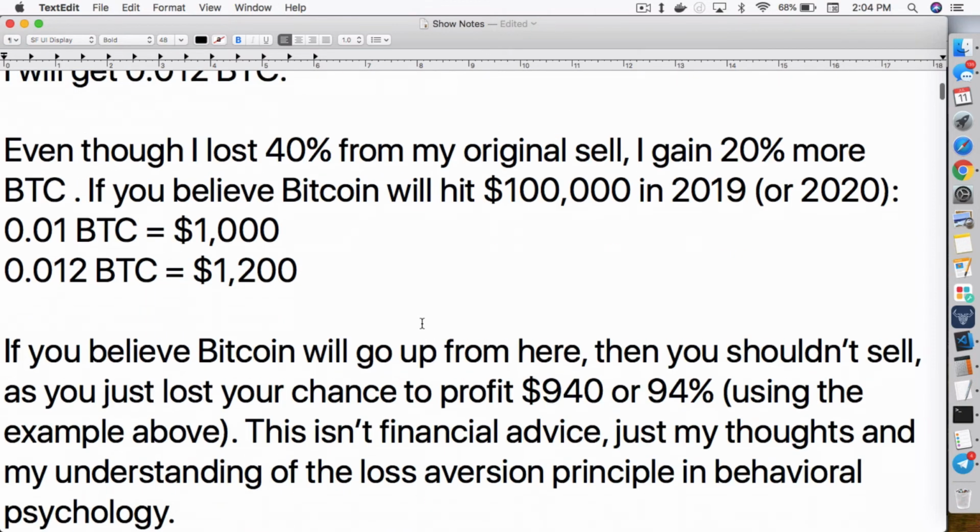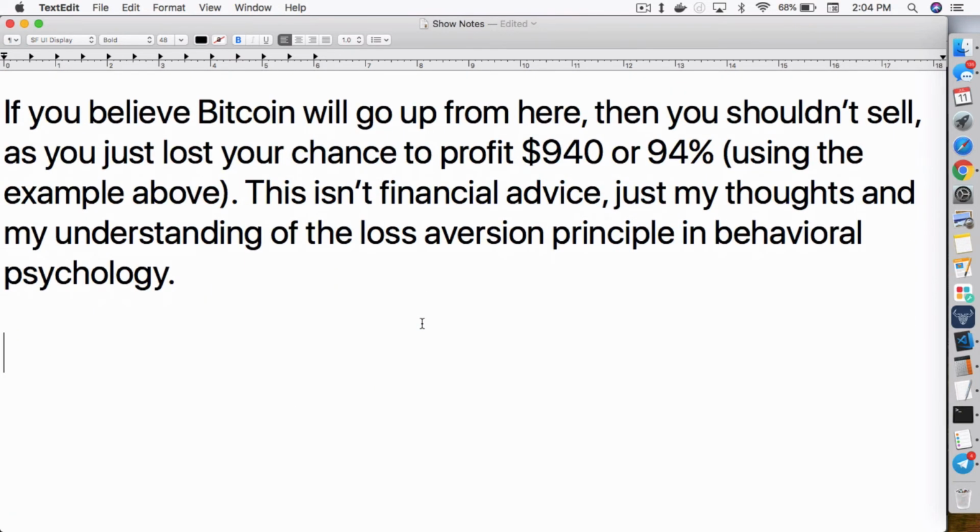That's, again, my belief. So the thing is, if you believe Bitcoin will go up from here, then obviously you shouldn't sell, as you just lost your chance to profit $940 or 94% using the example above. So this isn't financial advice. Again, I cannot give you guys financial advice.